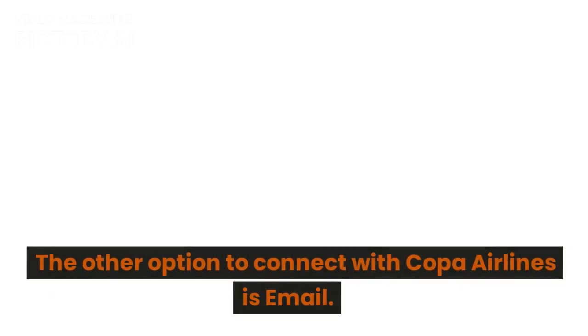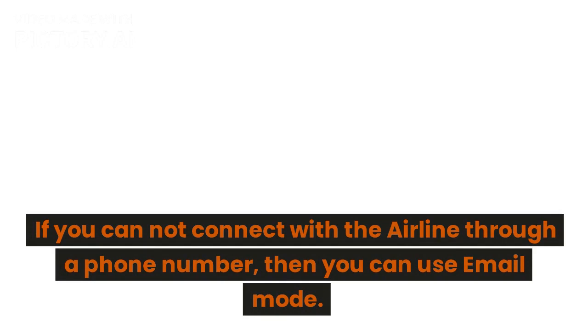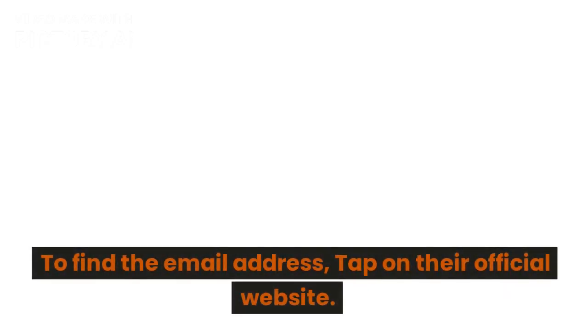Connect through email. The other option to connect with Copa Airlines is email. If you cannot connect with the airline through a phone number, then you can use email mode. Here is the procedure. To find the email address, tap on their official website. Click on the Contact Us option. There you will see the email icon. Click on that. Now you can easily email them your query.